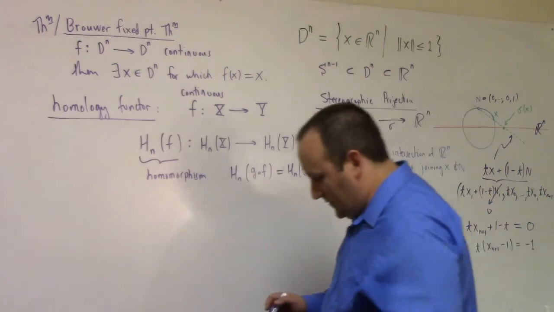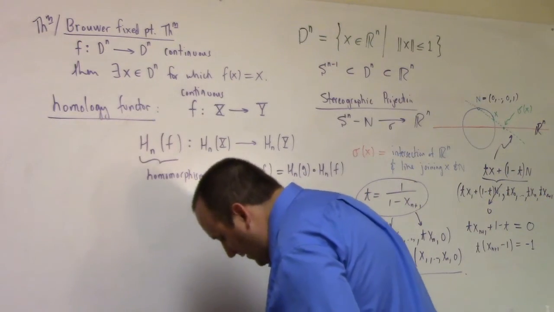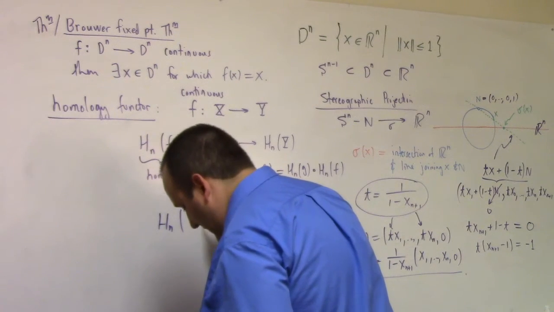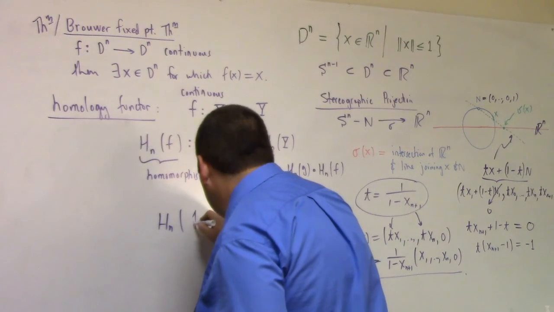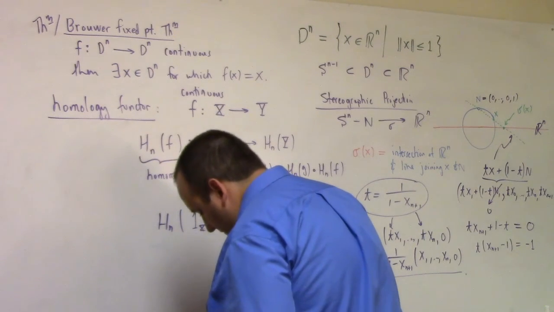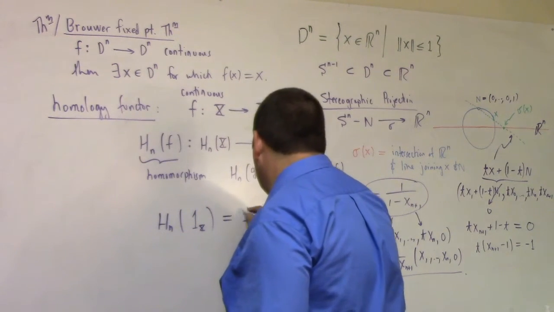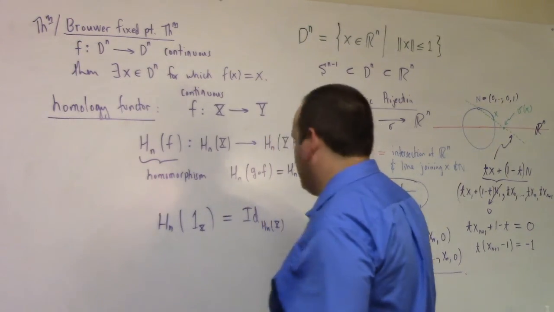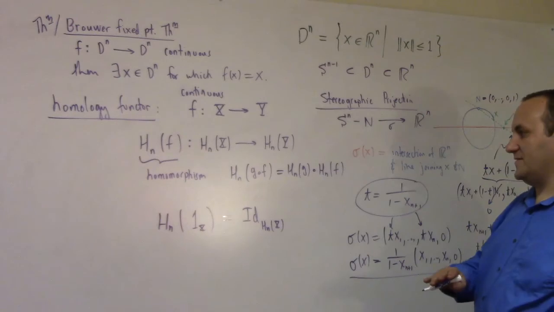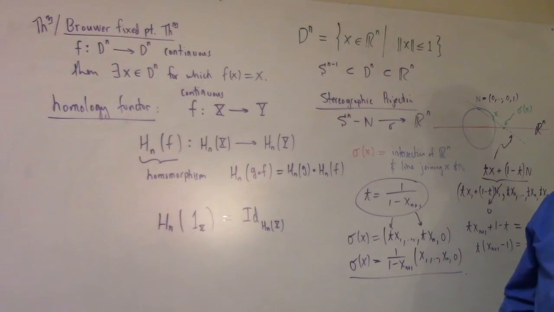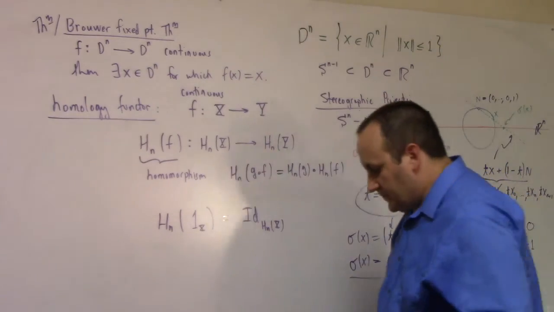Let's see here. Hn of the identity function on X is equal to the identity function on Hn of X. So the homology functor takes the identity function to the identity function, among other things.